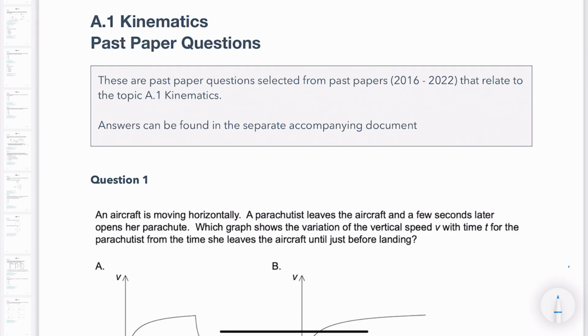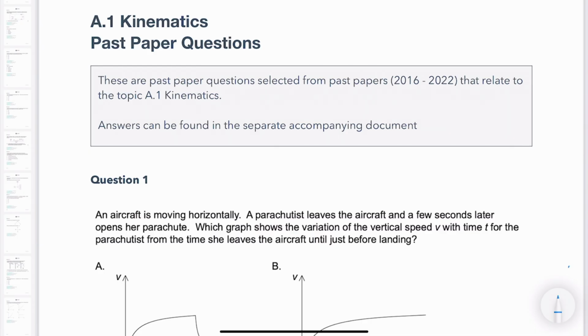Here we're looking at past paper questions that relate to A.1 Kinematics. These questions have been taken from past papers in the years 2016 to 2022. There are a range of types of questions here. Quite a lot of multiple choice questions, which you'll of course find in paper 1A of your exams, and a few calculate style questions that you'd find in paper 2.